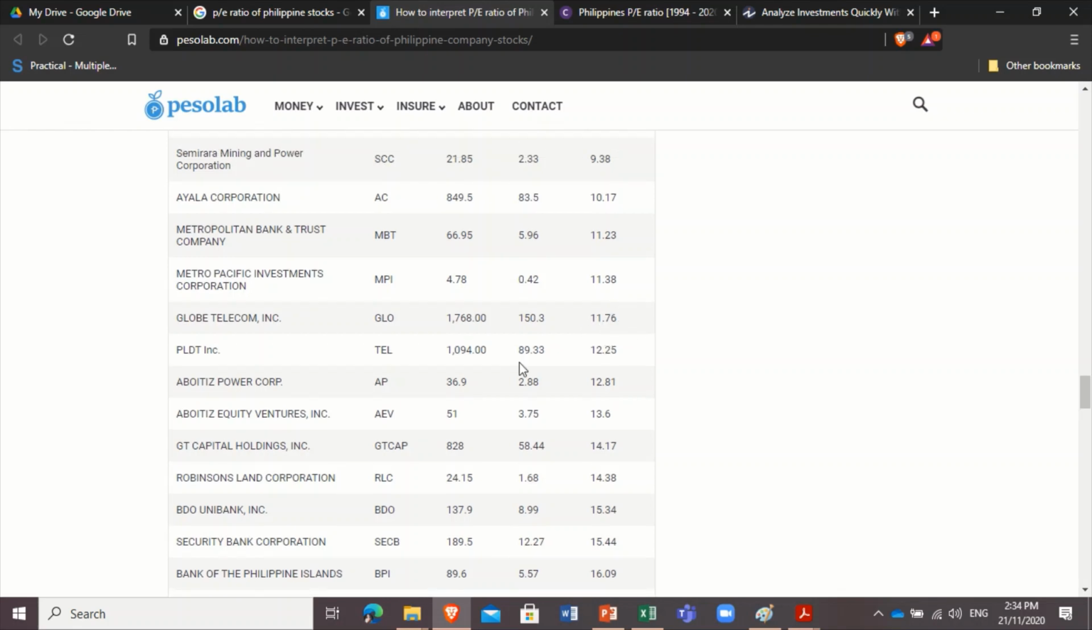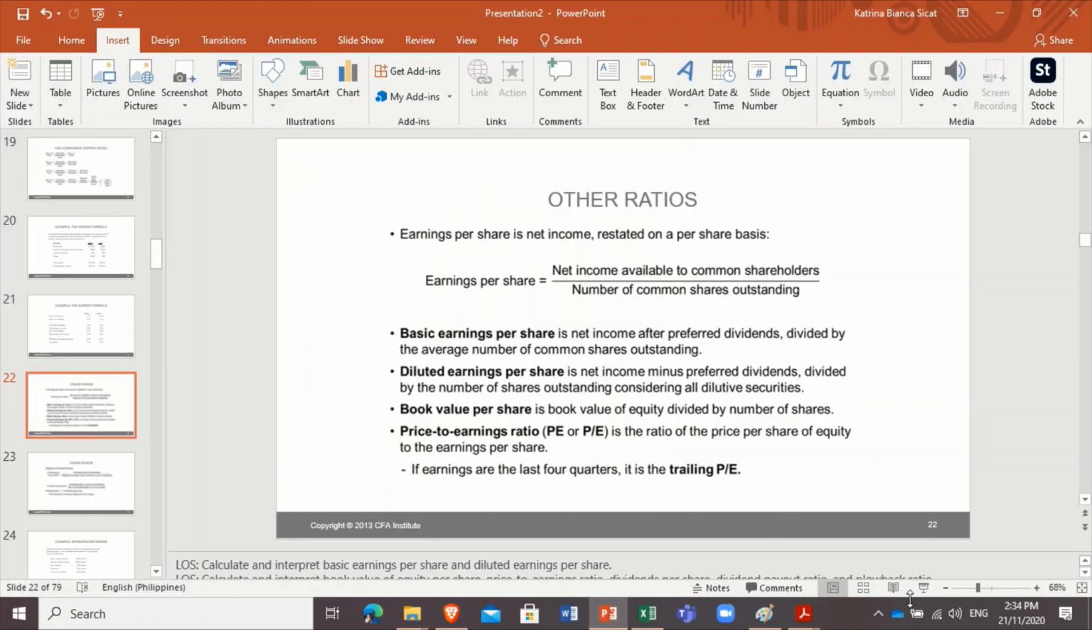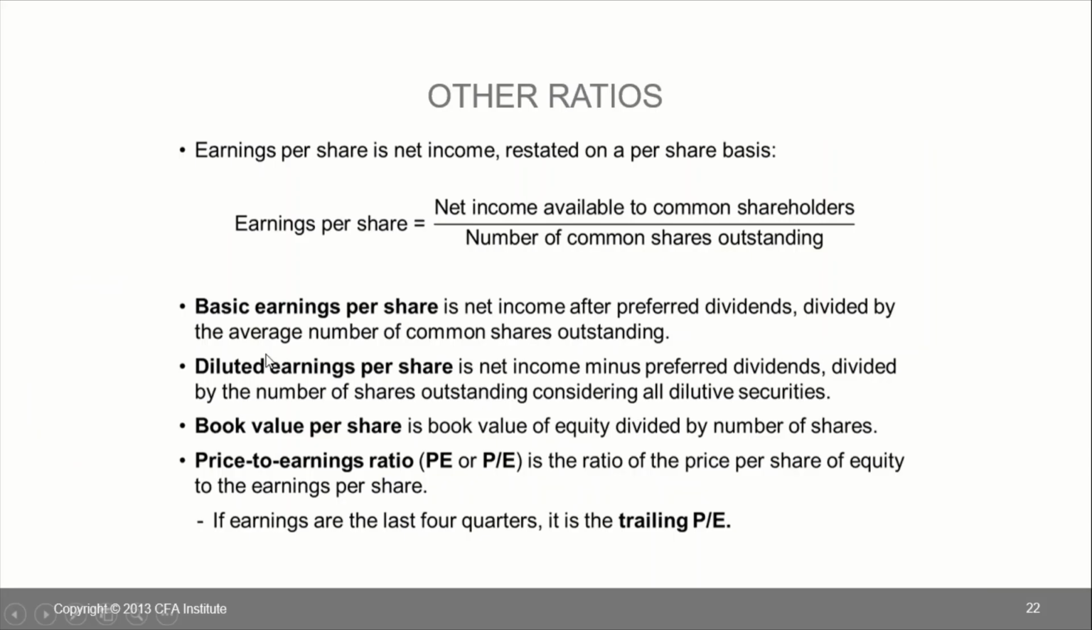So, that is how valuable the valuation ratios are. So, I hope that made sense, okay? Aside from that, we also have what we call the diluted earnings per share.